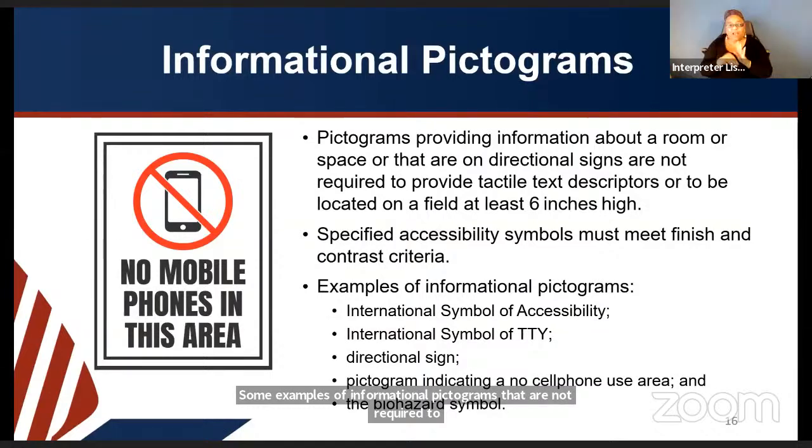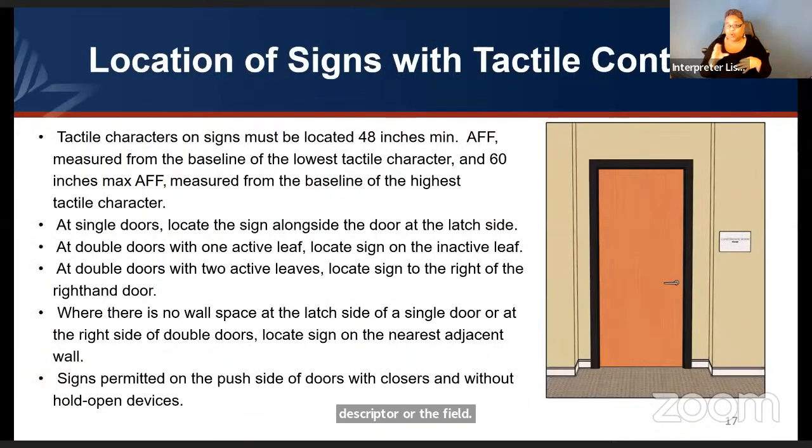Some examples of informational pictograms that are not required to have that text descriptor or the 6-inch field include the International Symbol of Accessibility, the International Symbol of TTY, pictograms on directional signs, a pictogram indicating that it's a no cell phone use area, and the biohazard symbol would also be an example of a pictogram that did not have to have the text descriptor or the field. Next slide, slide 17. And moving on to location of signs with tactile content.